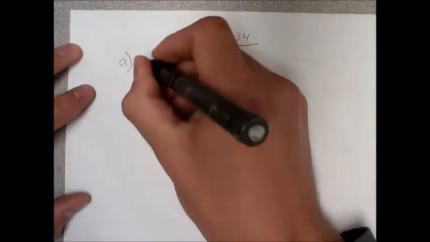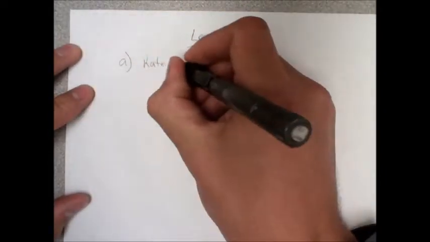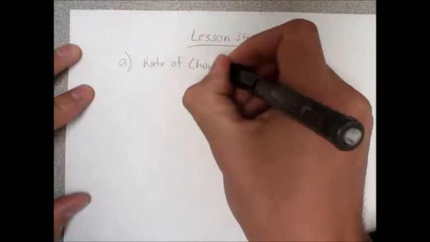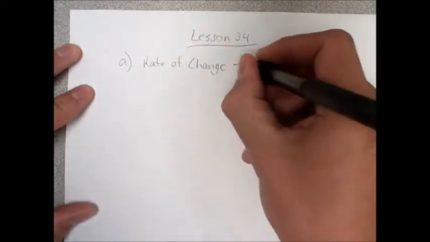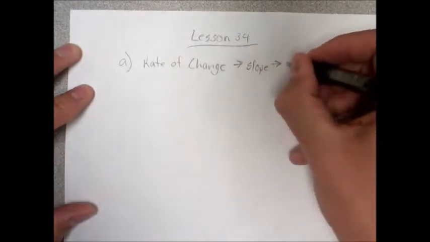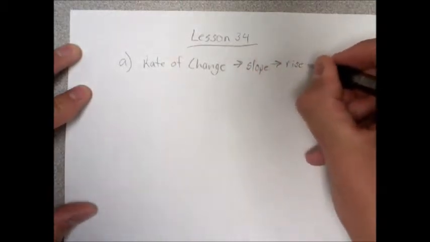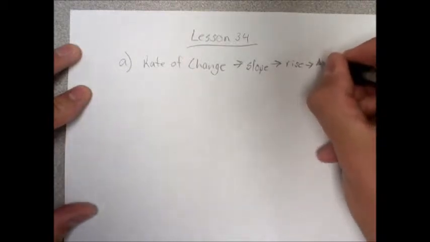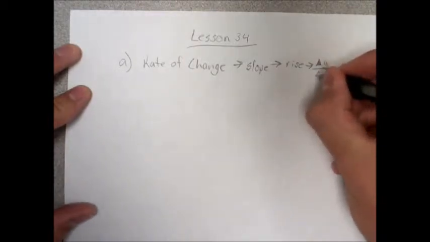Okay. So on part A, it asks us to find the rate of change. Remember, rate of change is the same as slope. It's just a little bit different word. So remember that that's the same as slope, which is the same as rise over run, which is the same as the difference in y's over the difference in x's.